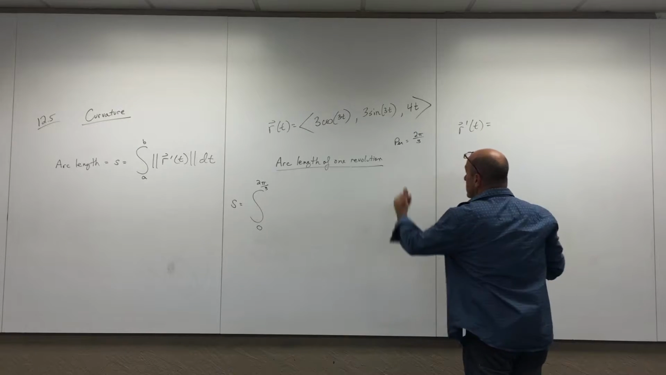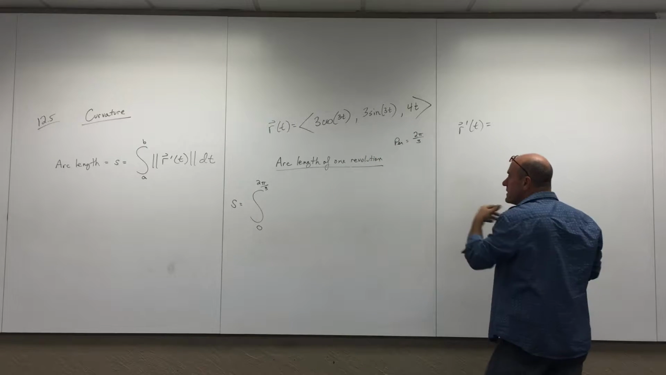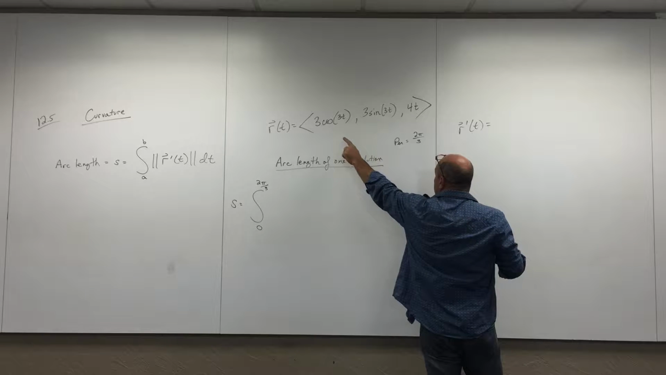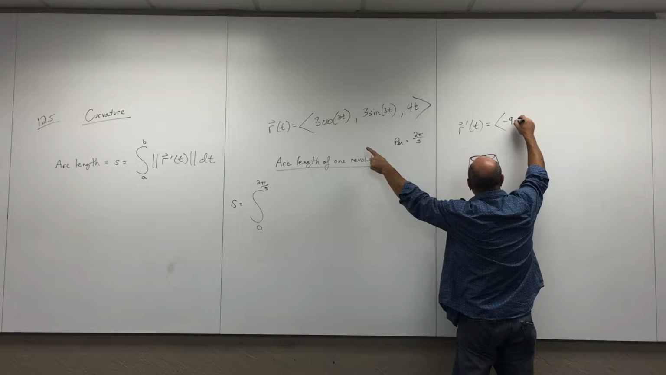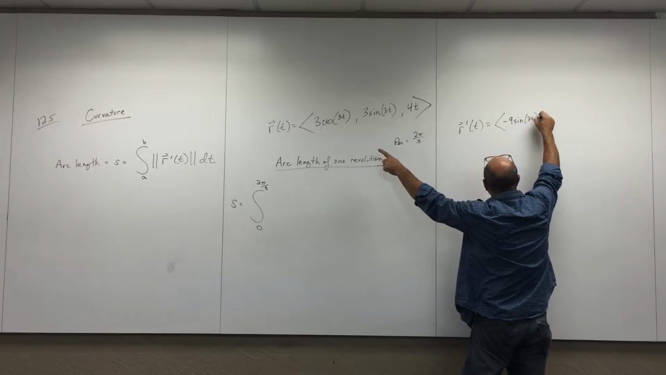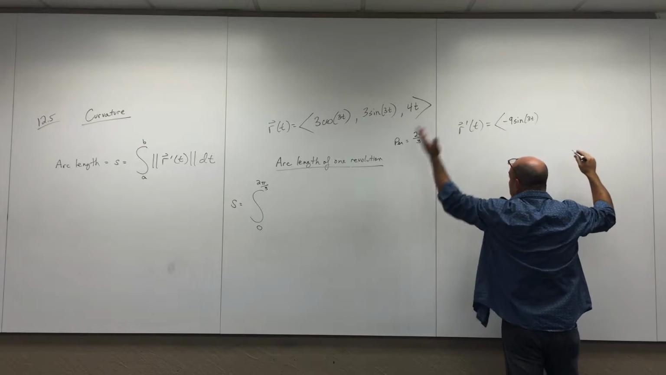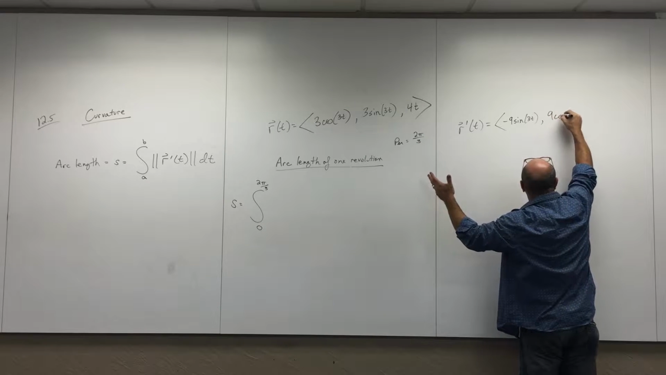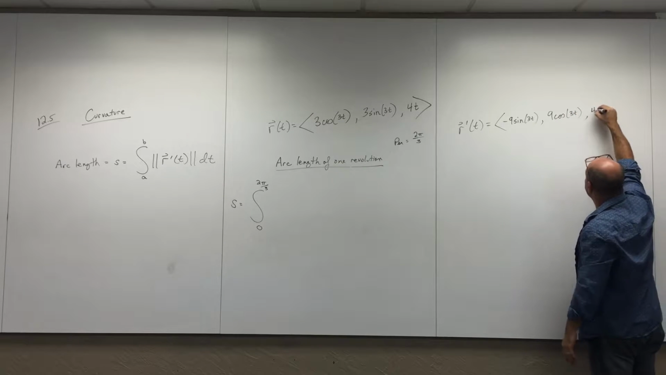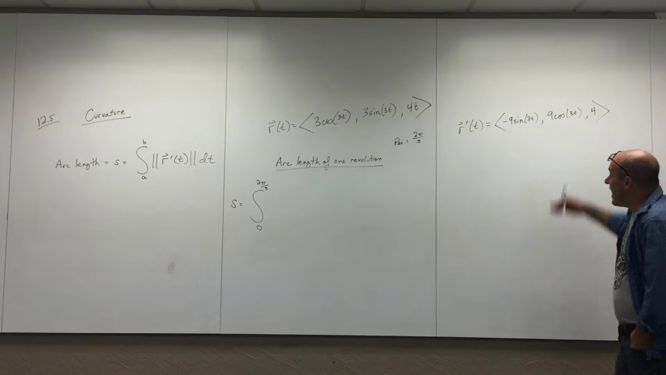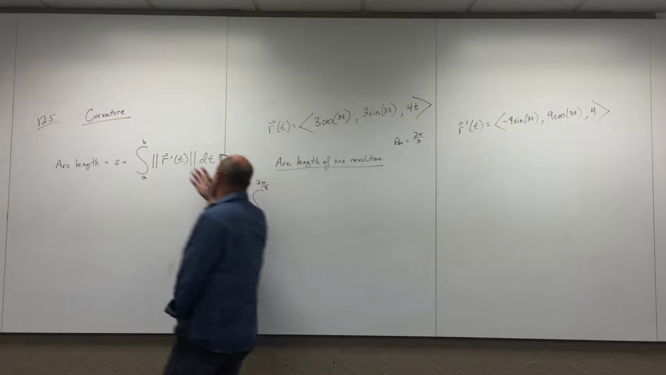I need r prime of t, which is the derivative. The derivative of cosine is negative sine, but the chain rule is going to spit out a 3, so negative 9 sine 3t. Are you guys okay? Then the derivative of sine is cosine, chain rule, so 9 cosine 3t, and then comma 4. And now I need the magnitude of that, and then that's what I'm going to integrate.